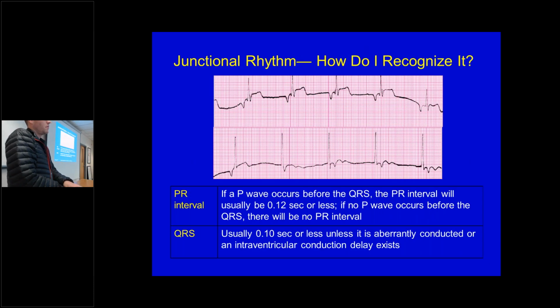The P wave was in front of the QRS in each of those junctional beats? Inverted, yeah. Is that correct? The P wave is in front of the QRS in each of those? Yep, exactly. Inverted in front of the QRS. All right.